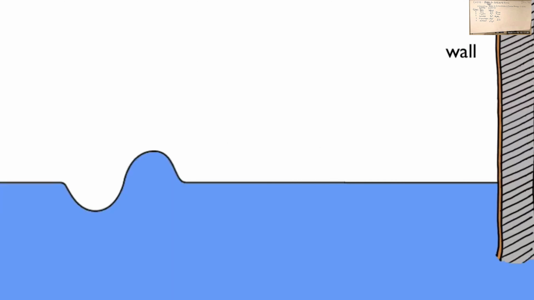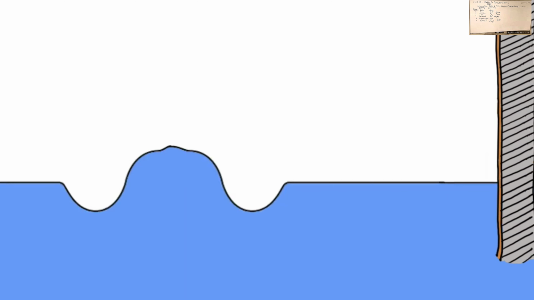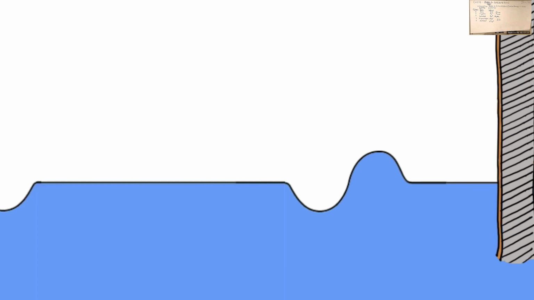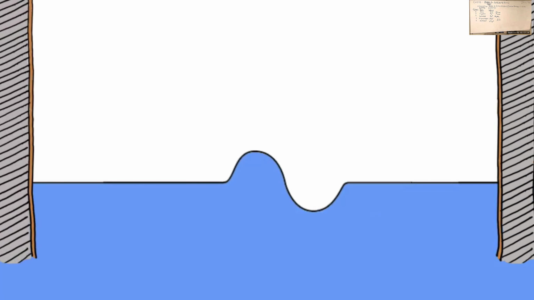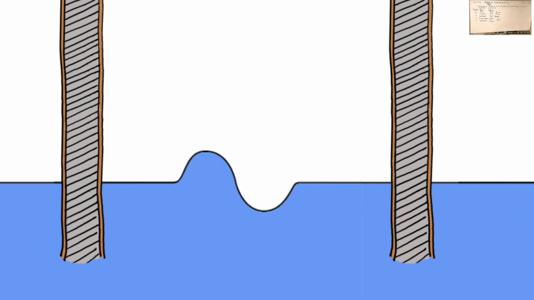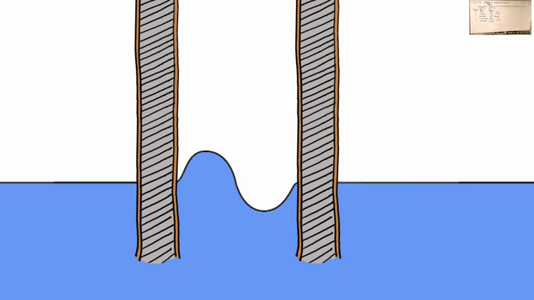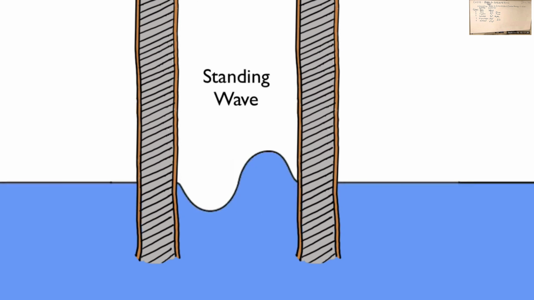Check this out. A wave can bounce off of a rigid structure. Let's add a second wave. Cool. Let's add a second wall and try to confine a single wave. Aha. What we've got here is called a standing wave.